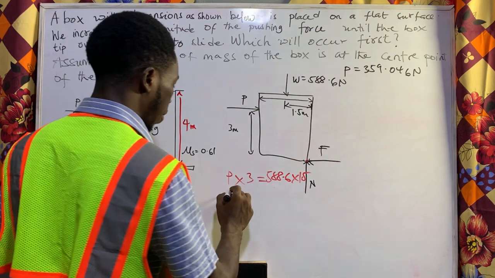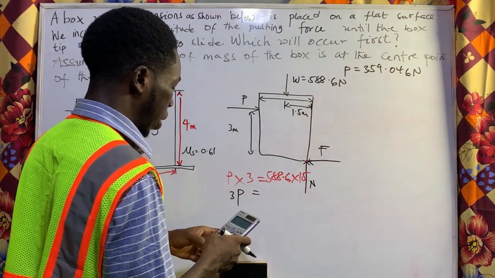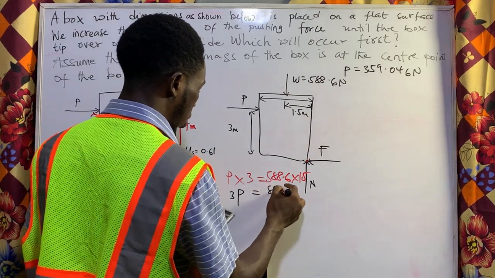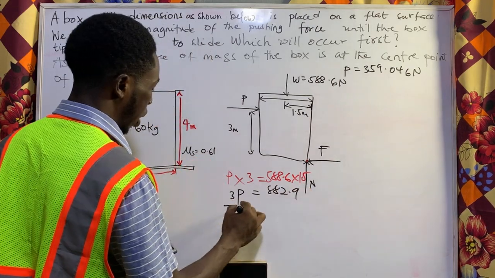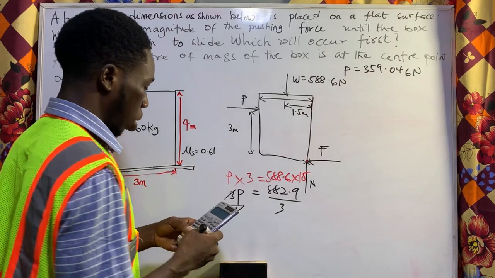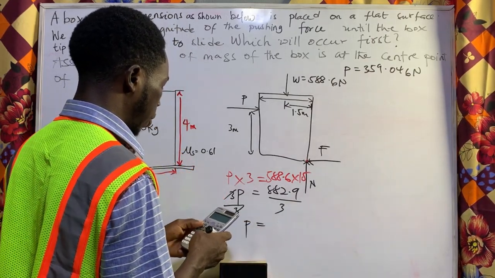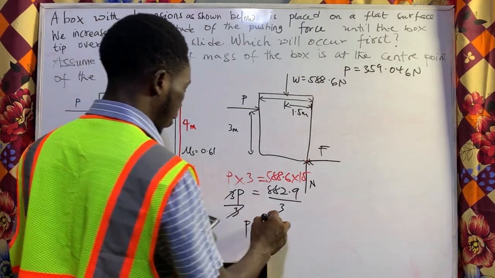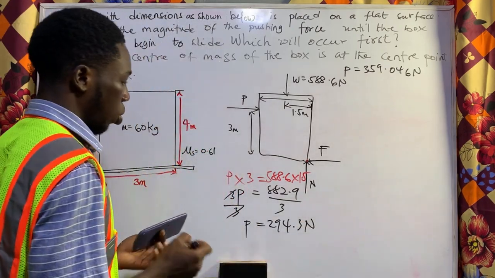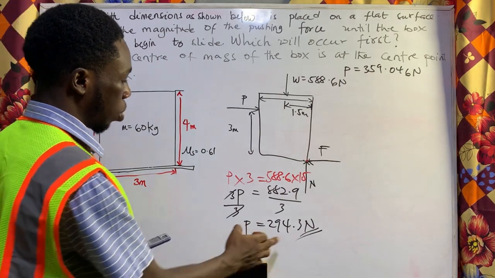So we're going to have 3P equals 588.6 times 1.5. This will give us a value of 882.9. So let's divide both sides by 3, so this will cancel out this. So I'm going to have P equal to 882.9 divided by 3. That gives us a value of 294.3 newtons. So what this means is that before tipping will occur, P must be equal to this value here.